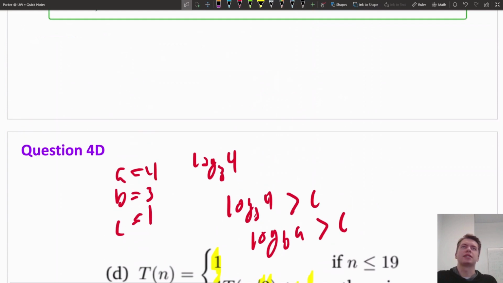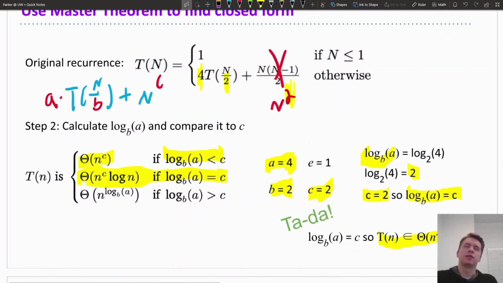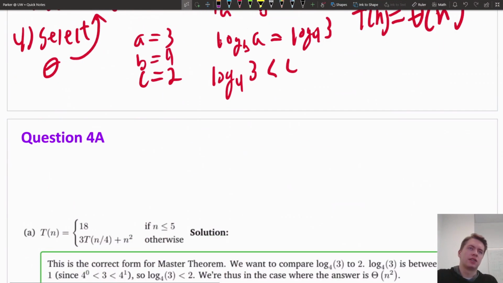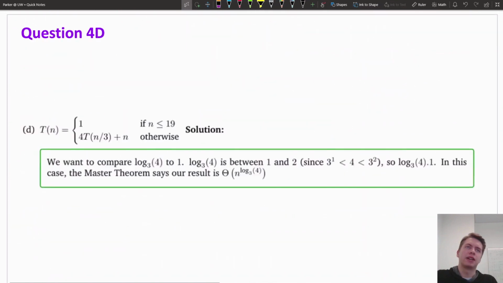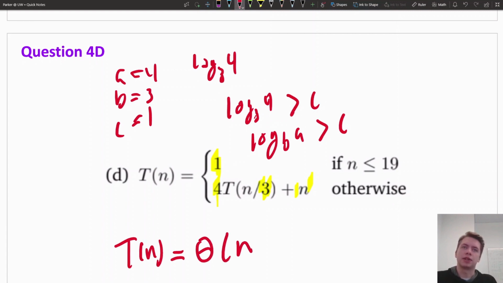Therefore, we're in the last case of the master theorem, where the runtime of this recurrence or function is n to the log base B of A. So our runtime is big omega of n to the log base 3 of 4. And we're in exponential time. No, this is polynomial, sorry for that. Cool.